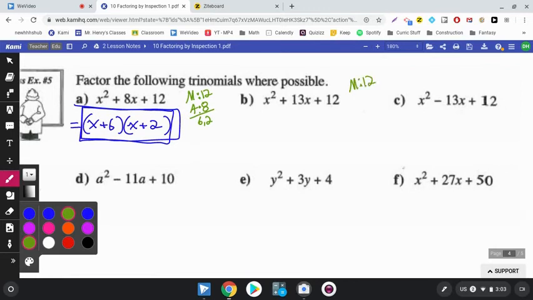That's all we're doing. Okay, here's example number 2. It says multiply to 12, add to 13. Multiply to that constant at the end, add to the middle term, the x term.